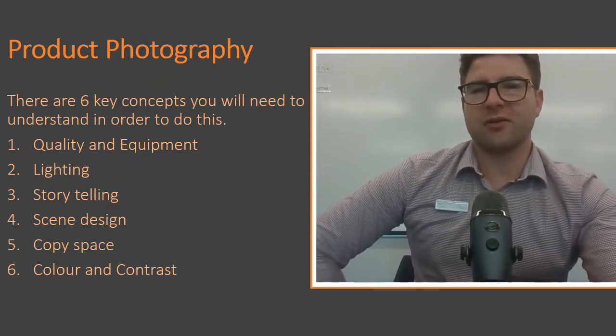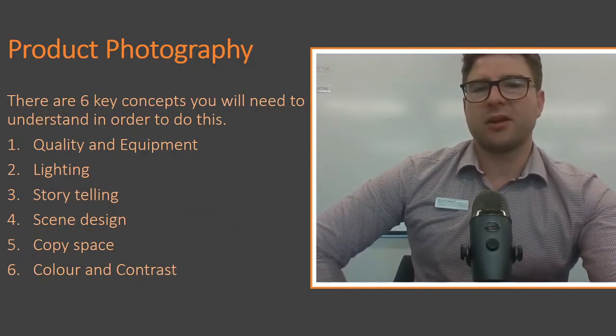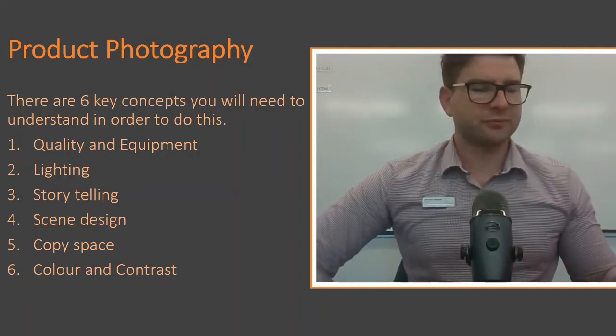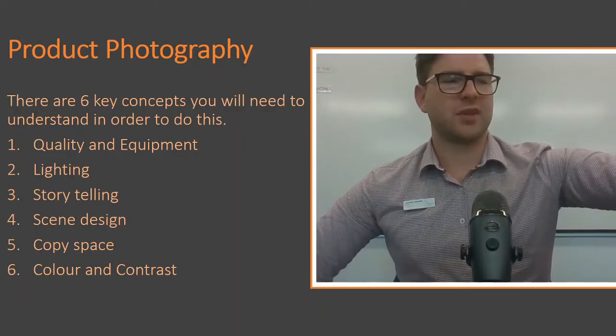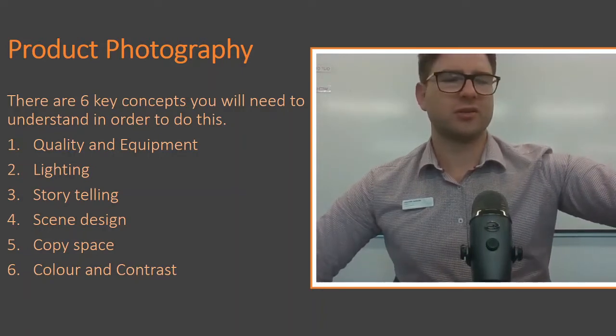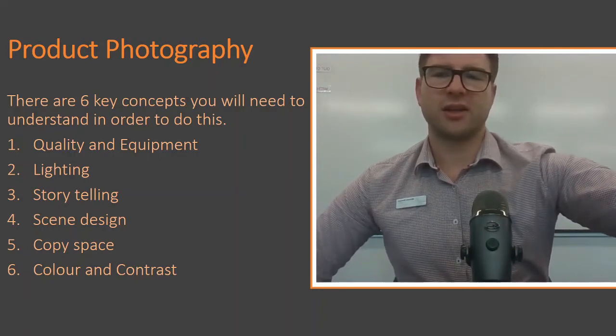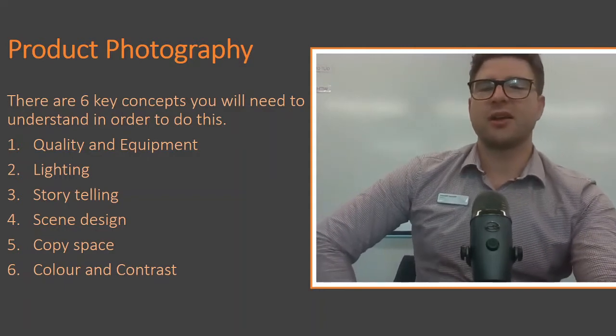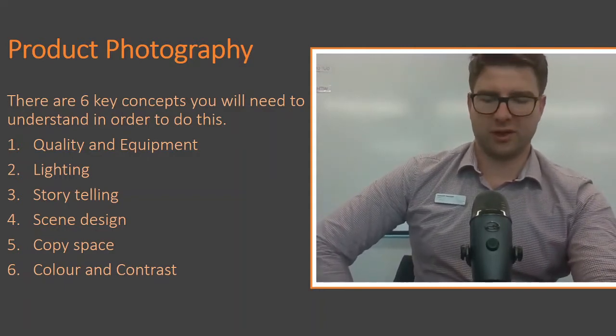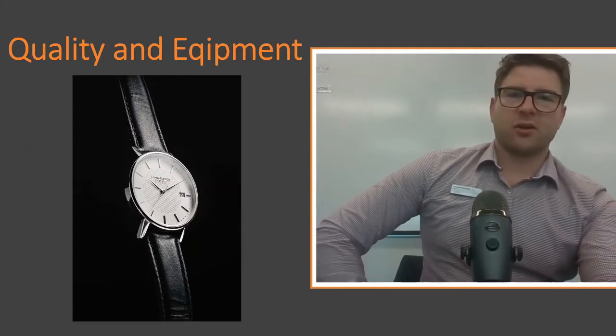There are 6 key concepts you need to think about in order to do this when taking photographs of products, and these are listed here: quality and equipment, lighting, storytelling, scene design, copy space, and color and contrast, and we'll look at them now. So, quality and equipment.